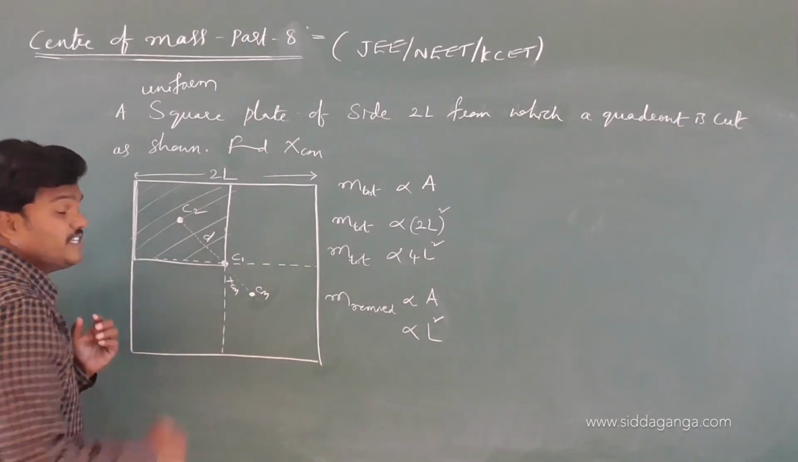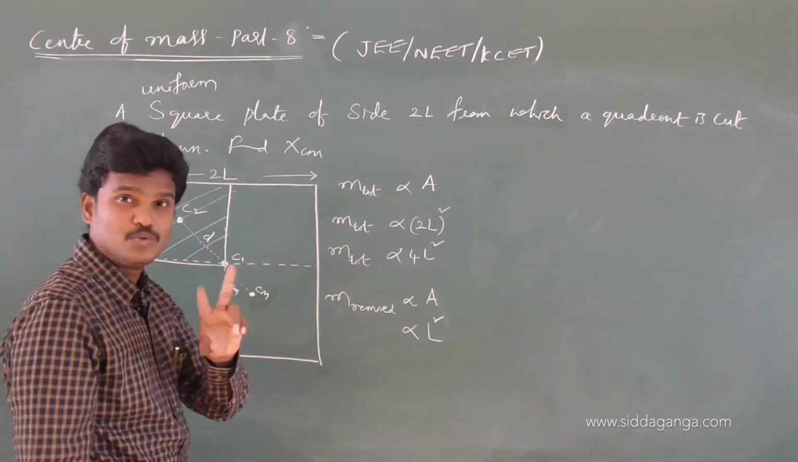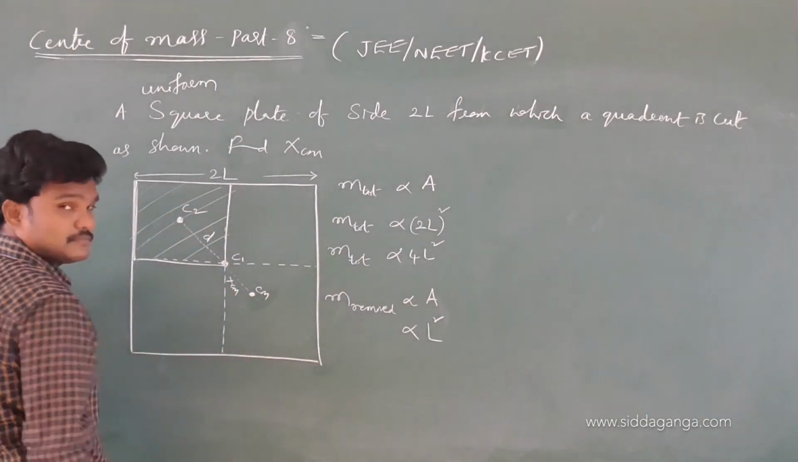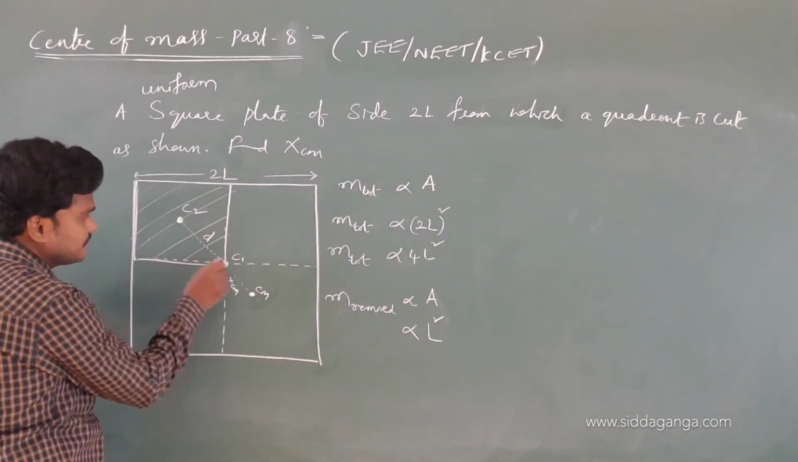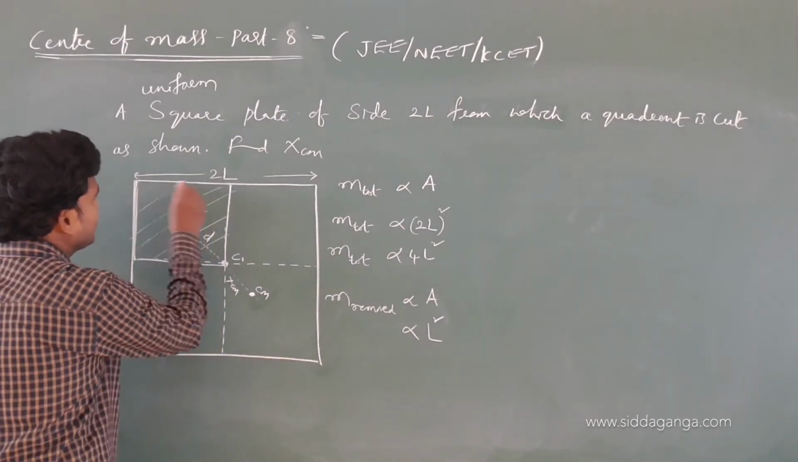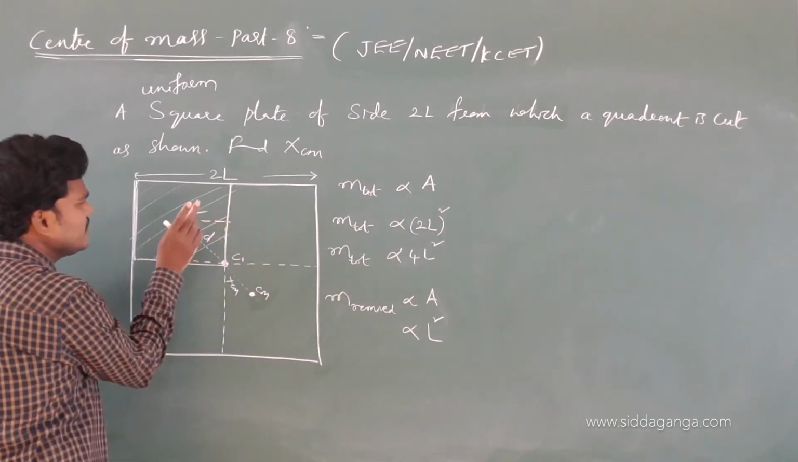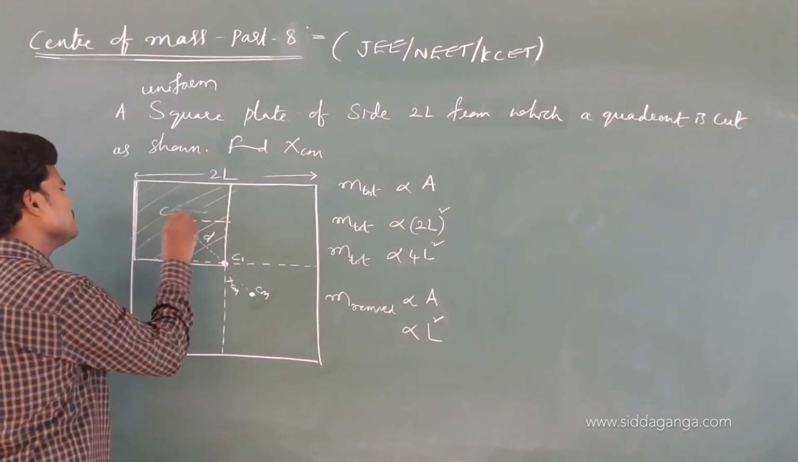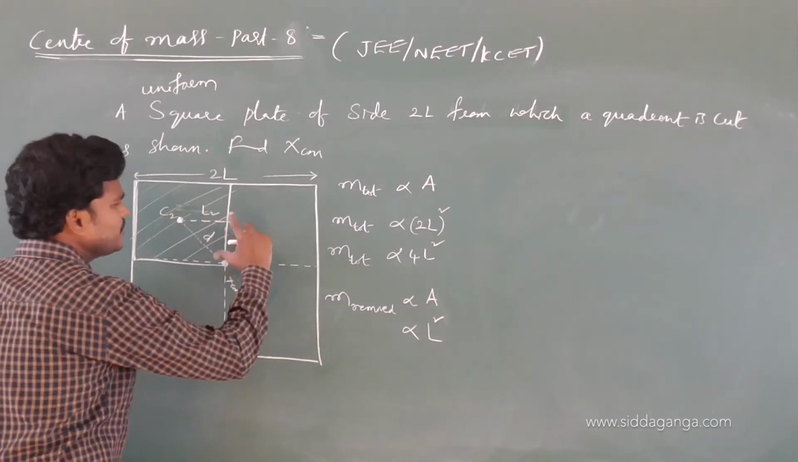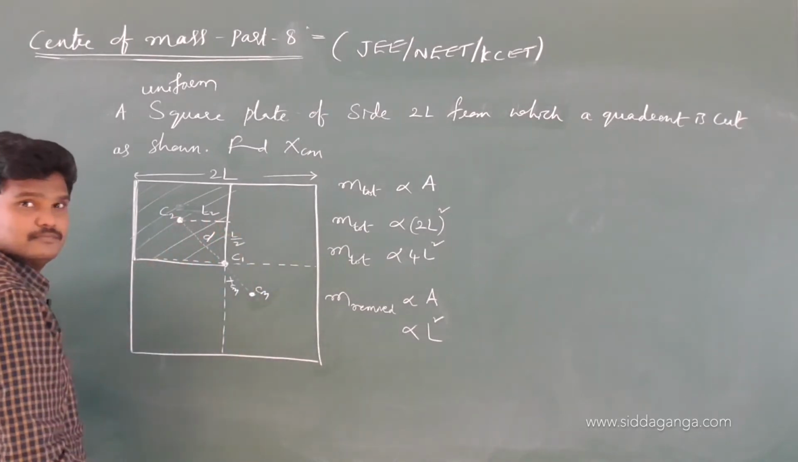Then identify the D. This is also very simple. What is the D? Distance between two centers. How much is this part? From here to here is L, and this is L by 2. This is half of that L. If this is L by 2, what is this? L by 2, L by 2.